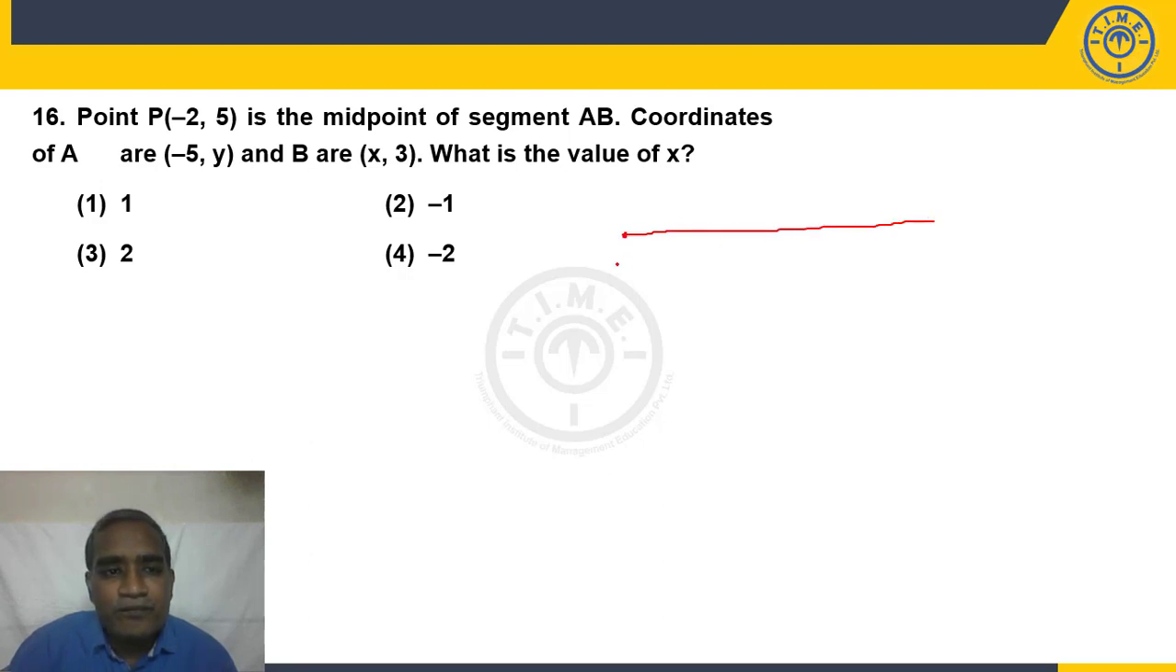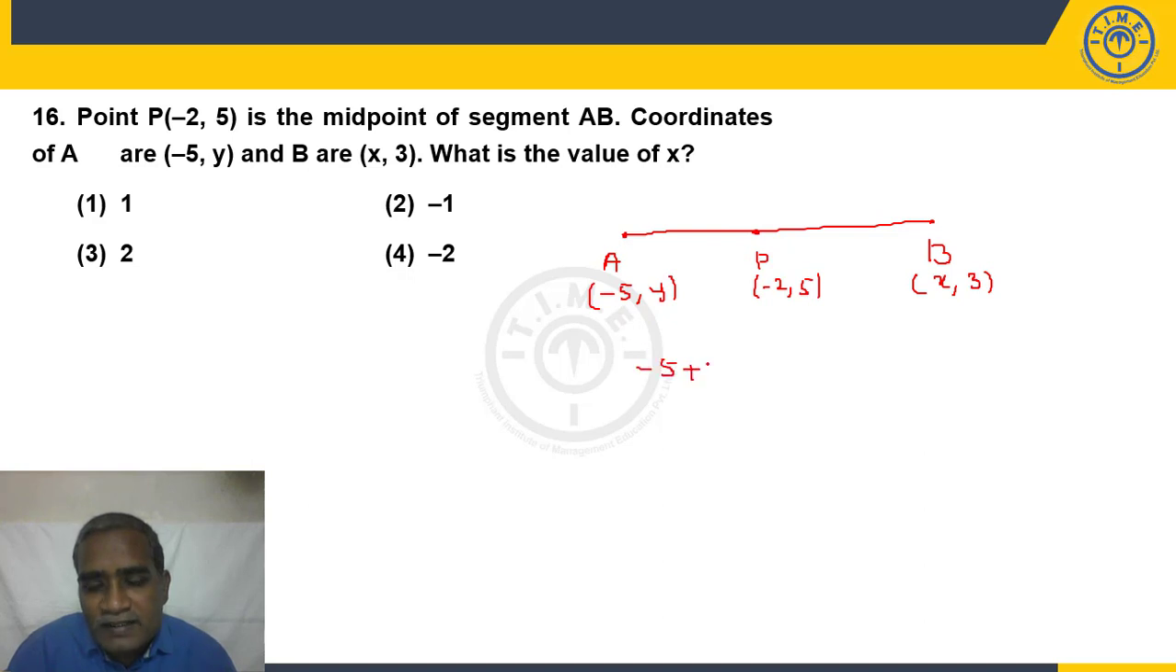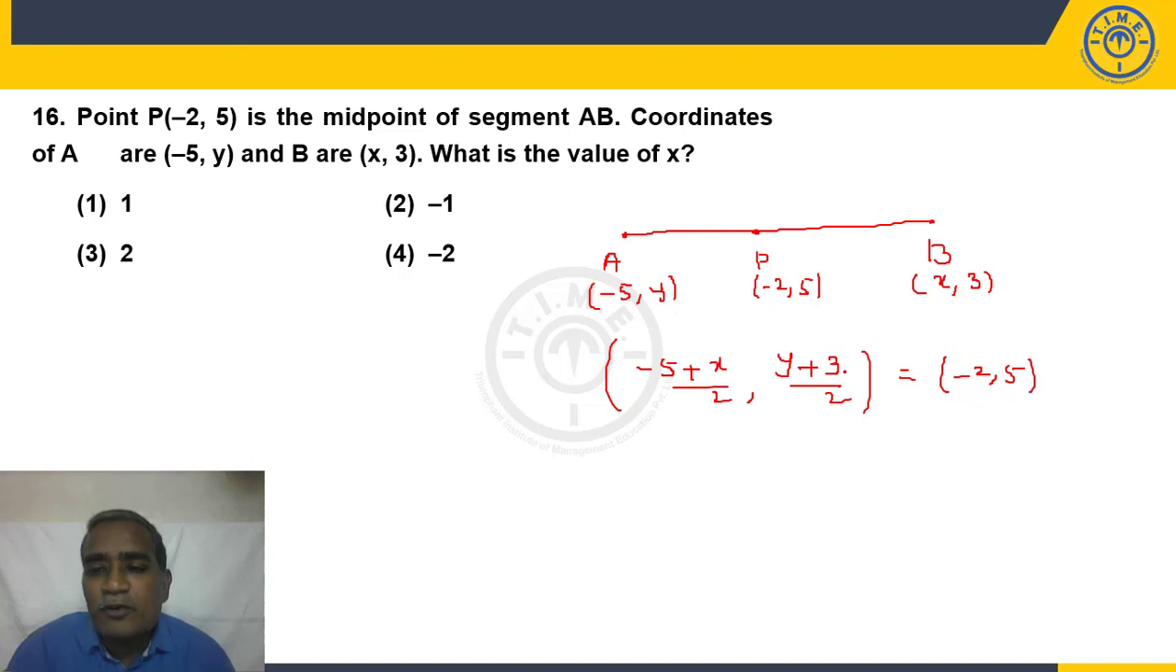Here what is A? A is (-5, y). What is B? (x, 3). P is (-2, 5). Midpoint, so ((-5 plus x) by 2, (y plus 3) by 2) is equal to (-2, 5). This is the formula of midpoint: ((x1 plus x2) by 2, (y1 plus y2) by 2). Now what do you want? X value. Equating these two, you will get the x value.